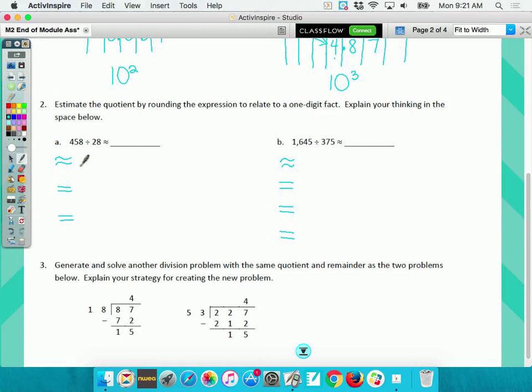Okay, so when I round and estimate, it helps me to have my lines on there. Because I'm going to round the divisor first. So, Tucker, what will I round that divisor of 28 to? 30. I agree. Now, my rule is, if I can keep the first 2 numbers, I'm going to keep them. Can I keep the 4 and the 5? Yes. 45 is divisible by 30.